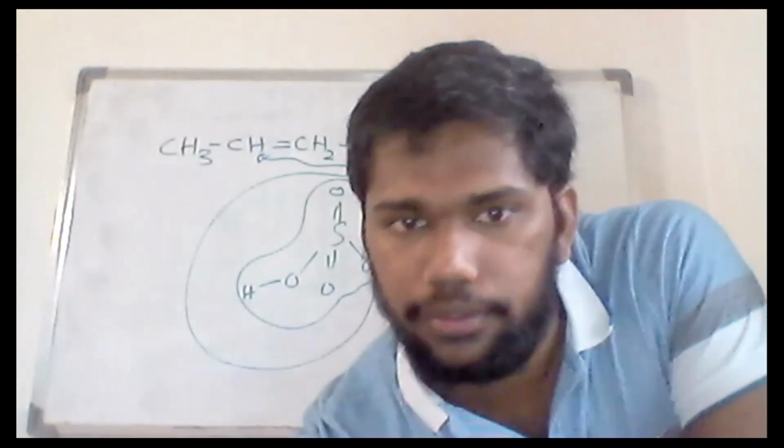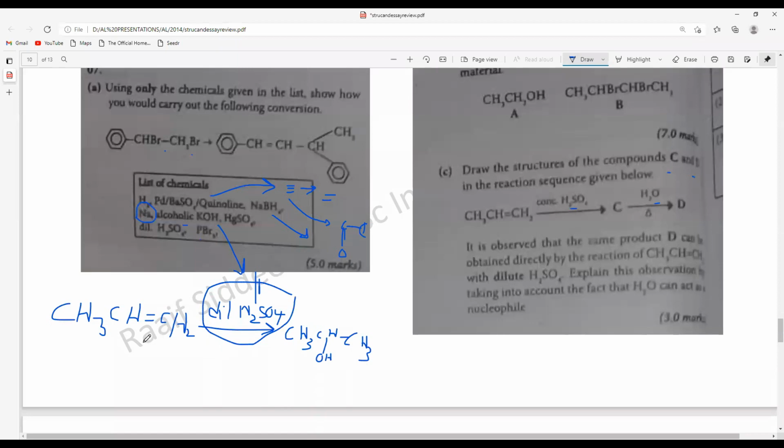So the example that I have given you here, I will share the screen again. So this is dil H2SO4, and we are obtaining the same product. But in this one, we are going with two steps. First, we add conc H2SO4 for the reaction, and second, we add water, which means dilute H2SO4. It is observed that the same product D can be obtained directly by the reaction of CH3CH=CH2 with dilute H2SO4. That is what I am talking about here. Explain this observation by taking into account the fact that H2O can act as a nucleophile.